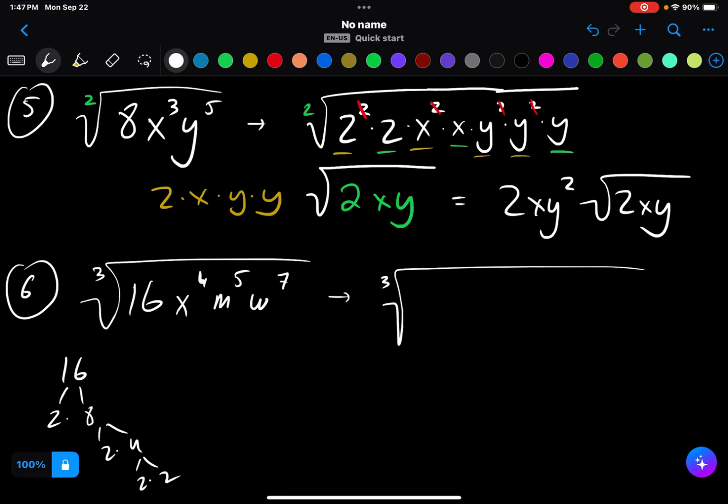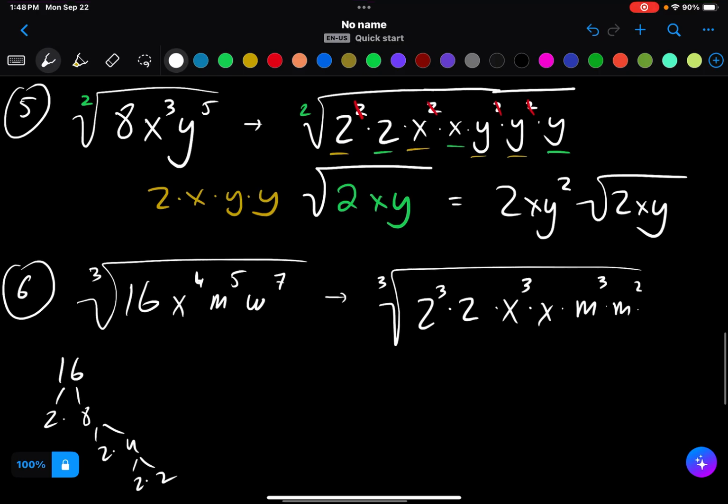So I can write it as 8 times 2, but the 8, I'm going to write it as 2 to the 3rd power. So 2 to the 3rd power times 2. That's 16, but it gives me that power 3 that I can cancel. The x to the 4, I'm going to split it into 3 and 1. The m to the 5, I'm going to split that into a 3 and a 2. And the w to the 7, I'm going to split that into a 3, another 3, and a 1.